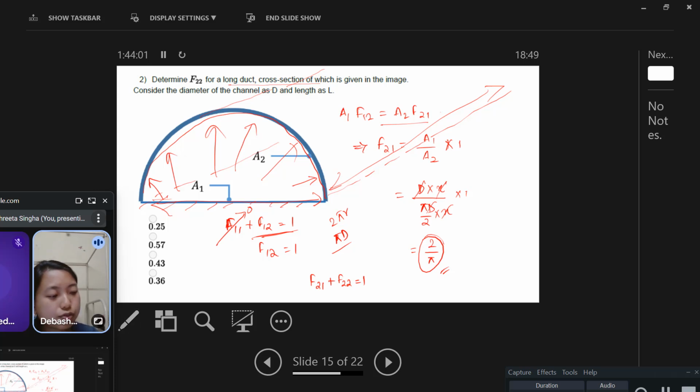Now the summation of F21 and F22 is also equal to 1. So F22 we get as 1 minus F21. So 1 minus 2 by pi. So this is what they asked, F22, 1 minus 2 by pi. So this will come out as 0.36. This is the answer.